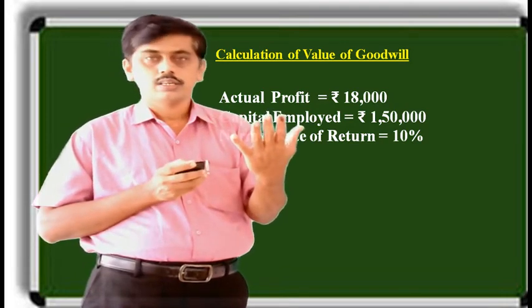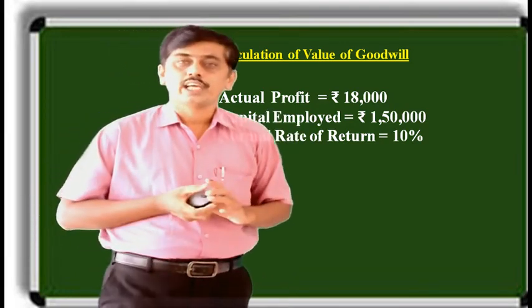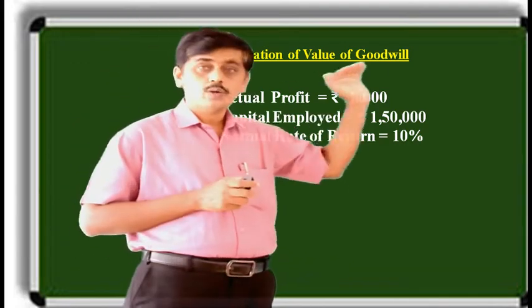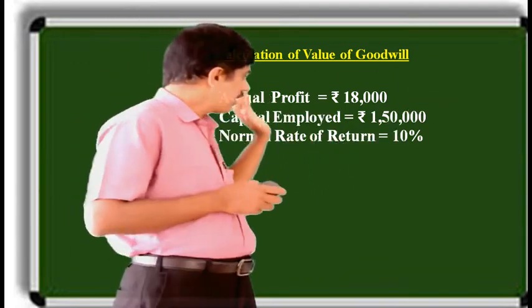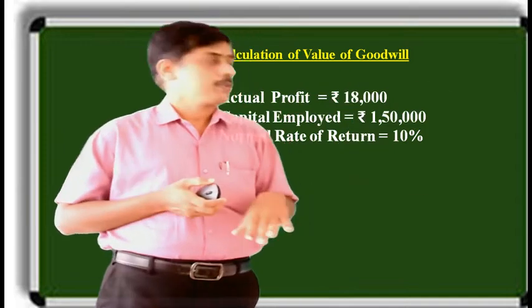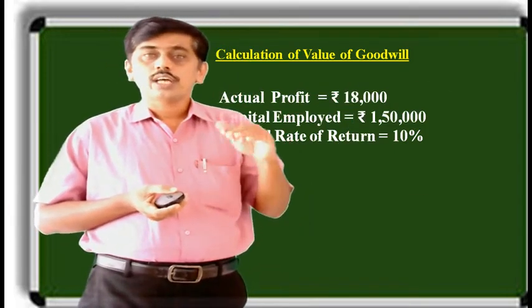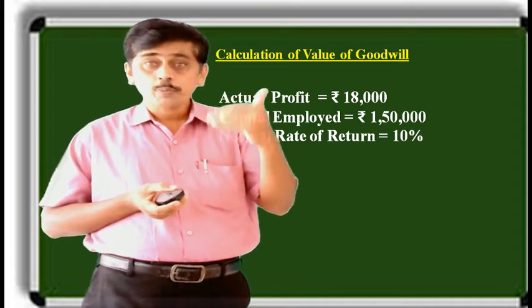Three pieces of information are given here: actual profit 18,000, capital employed 1,50,000, and normal rate of return 10%. Then we have to find out the super profits first.